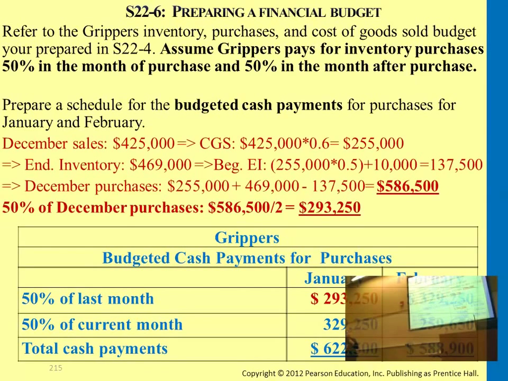So then we calculate beginning inventory. Remember, beginning inventory for December would be November's ending inventory. November's ending inventory is also given to you. You need to use December's cost of goods sold, again, times 50% plus $10,000. So once you have all this information, to get purchases, you add cost of goods sold with ending inventory minus beginning inventory to get the purchases for December.